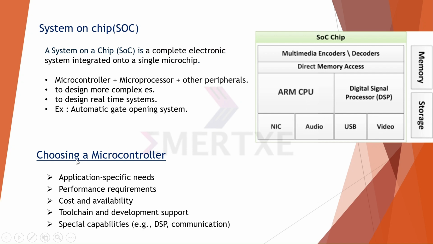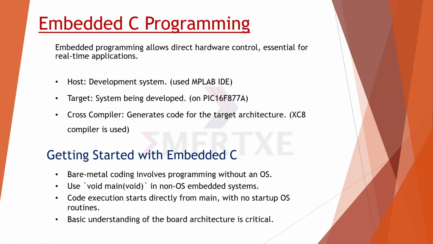Now, choosing a microcontroller: how do we choose a microcontroller? We check application specific needs, performance requirements, cost and availability, tool chain and development support, and special capabilities, for example digital signal processing and communication.